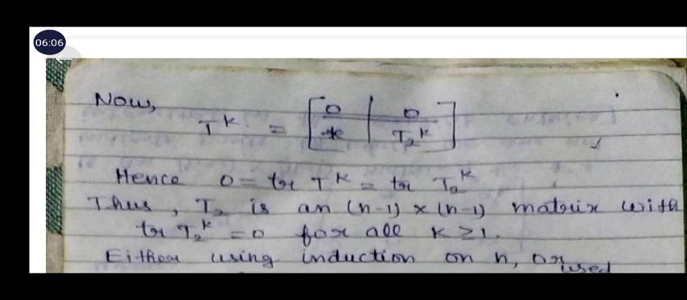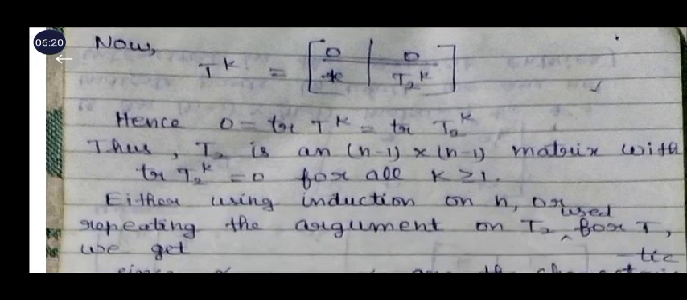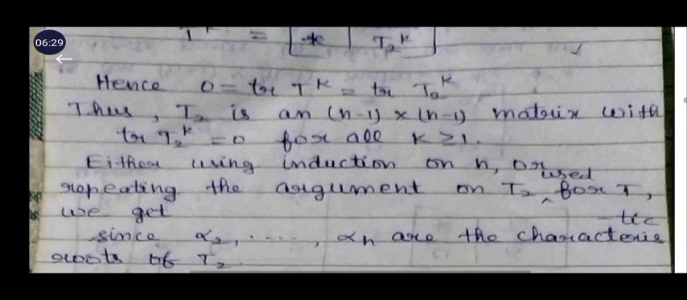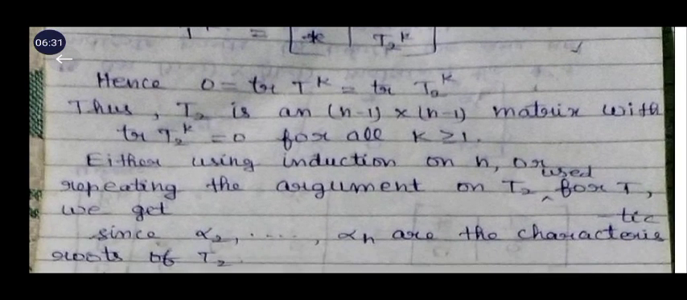Now T power k equals 0 star, 0 T2 power k. Hence 0 equals the trace of T power k, which is equal to the trace of T2 power k. Thus T2 is an n minus 1 cross n minus 1 matrix with trace of T2 power k equal to 0 for all k greater than or equal to 1.